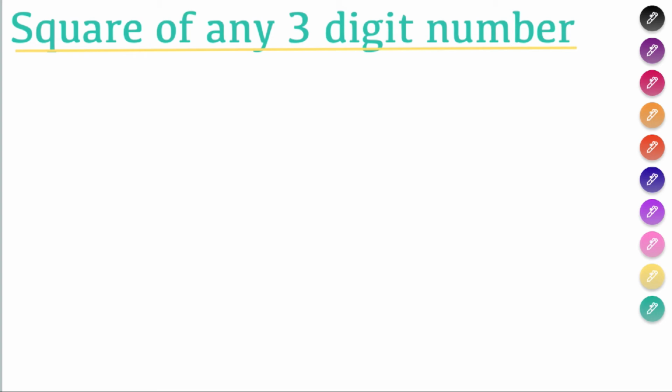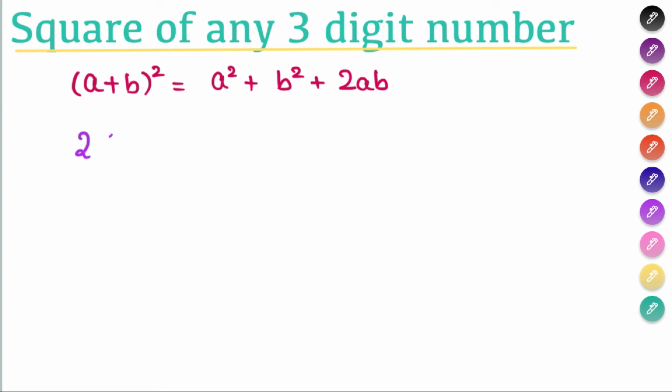Now just watch the screen. Do you know this formula? A plus B whole square is equal to A square plus B square plus 2AB. Do we know this formula? I think yes, we do know this formula from our earlier education. We will basically use this formula to find the square of any 3-digit number. Let us take an example to understand that. Suppose you have to find the square of 216.